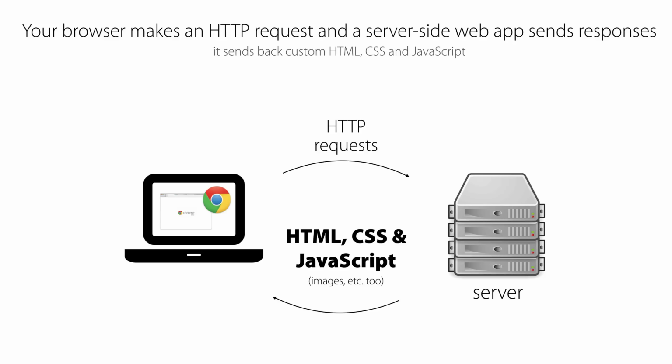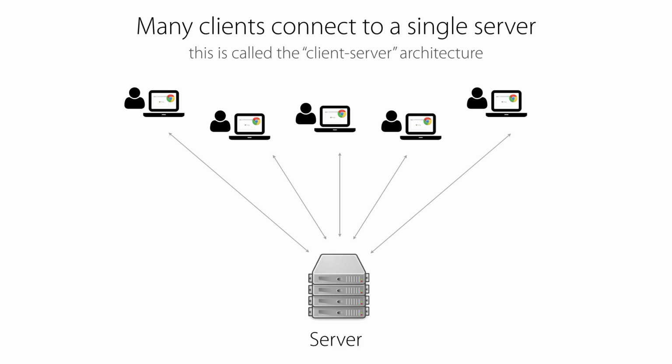Your browser makes an HTTP request to reddit.com, and a server-side web application sends back responses. So it might send back HTML, CSS, and JavaScript, or images and things of this nature, cat GIFs, whatever it is. And many clients connect to this single server, and that's called the client-server architecture.